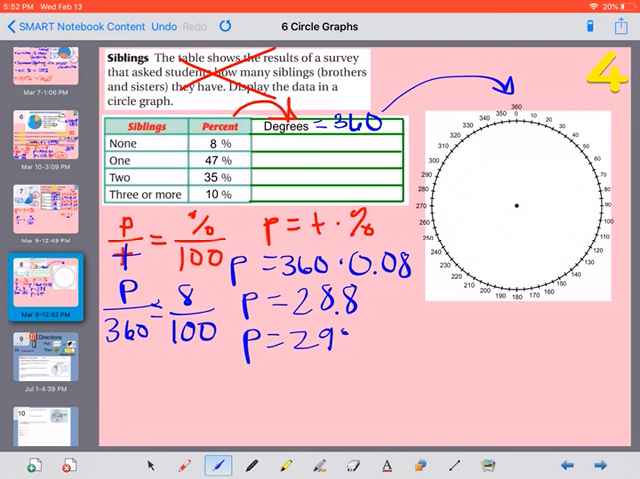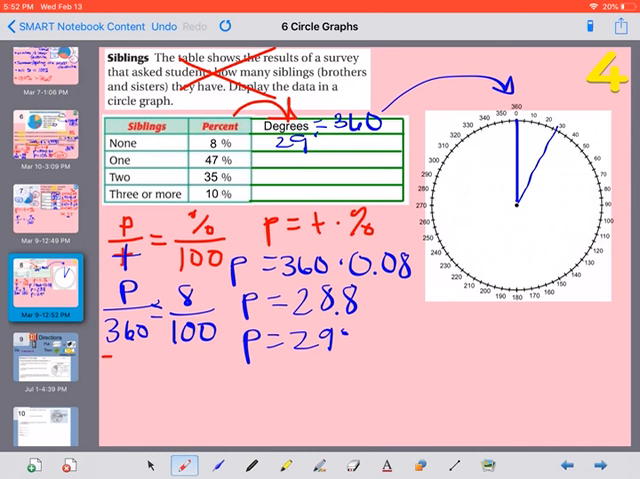So I'm going to draw a line down from 0 to the middle and then over to 29. It's right next to 30 there. So this is 29 degrees. That's 8% of the circle. So the first one's always the easiest. The next couple are a little bit more challenging.